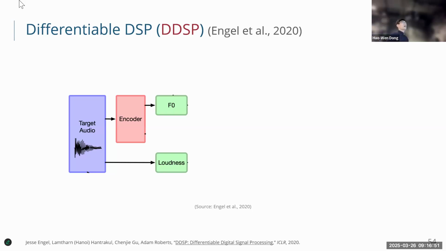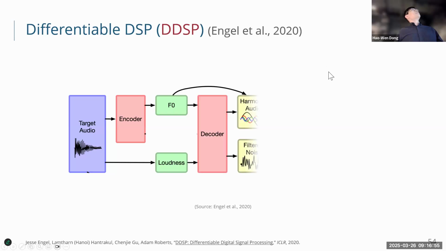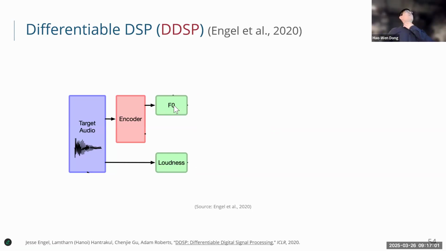So what they want to do is, once we extract these two pieces of information, can we go from them back to restore the original signal? So now you have F0.